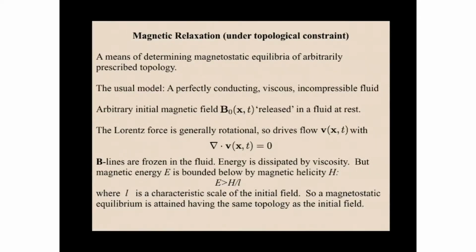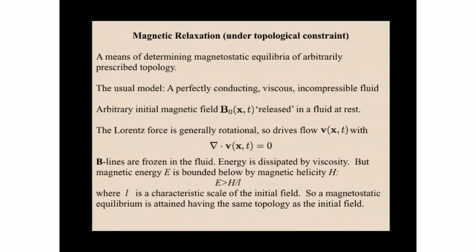Okay, now magnetic relaxation is rather similar. Under topological, it's a means of determining magnetostatic equilibria, that's the ultimate equilibrium, which will be a minimum energy state, but with prescribed topology, like the topology of that wire. And the useful model is a perfectly conducting but viscous, incompressible fluid. Perfectly conducting so that the topology is conserved, viscous so that we can dissipate energy, and incompressible just because it's easier to think about volume preserving deformations.